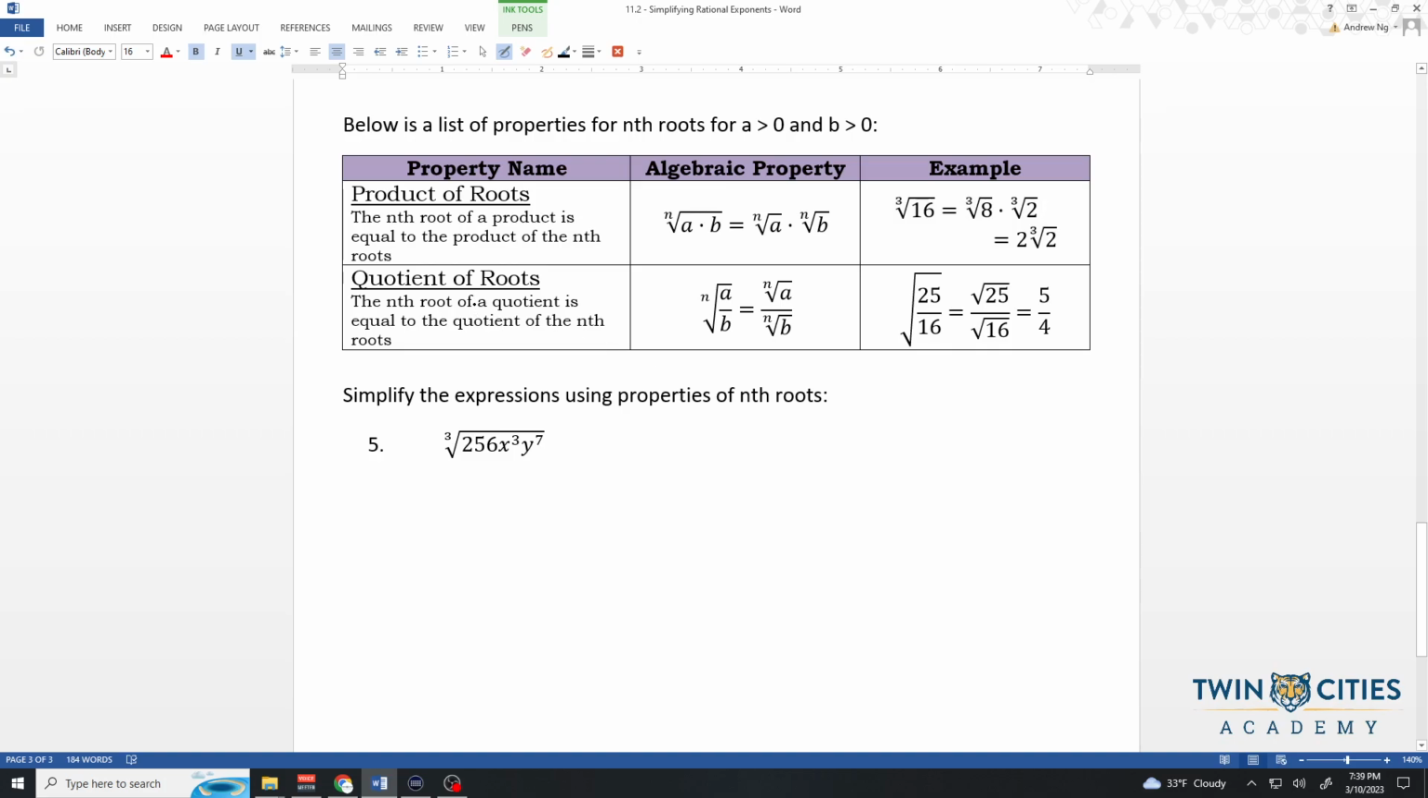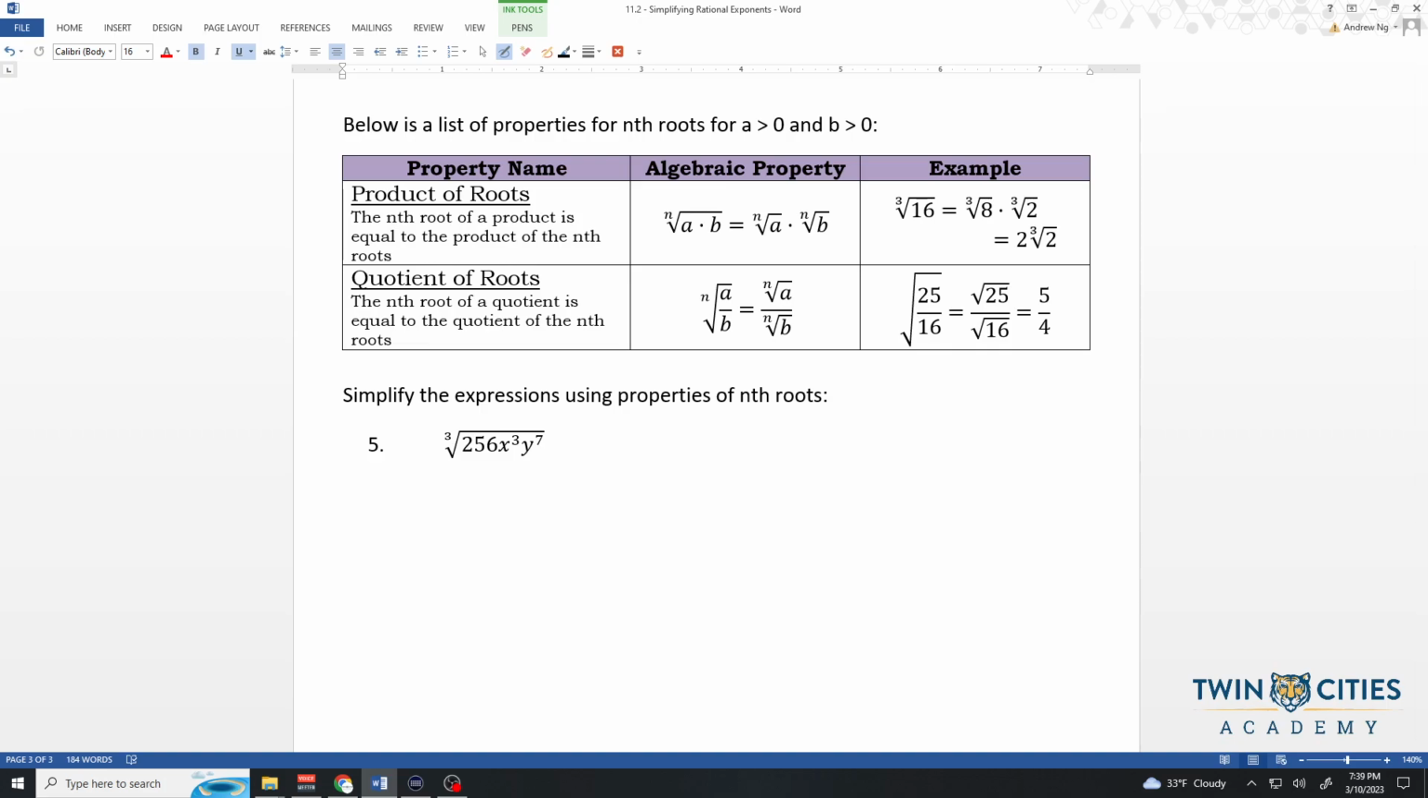In the quotient of roots, this is the nth root of a over b. I can again say the nth root of a over the nth root of b. Where that might be helpful is, let's say I've got the square root of 25 over 16. Well, I can break that up. Instead of trying to figure out the square root of this fraction, I can say the square root of 25 over the square root of 16. Square root of 25 is 5, over square root of 16 is 4.